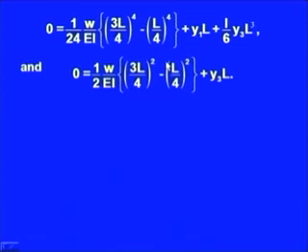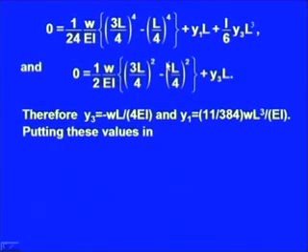Putting the boundary conditions at the end x equal to L, that is y equal to 0 and y double dash equal to 0, we get these two equations, which are again linear in y 1 and y 3. So, we can solve them for the values of y 1 and y 3. y 3 comes out to be minus w L by 4 E I, while y 1 comes out to be 11 by 384 into w L cube by E I.